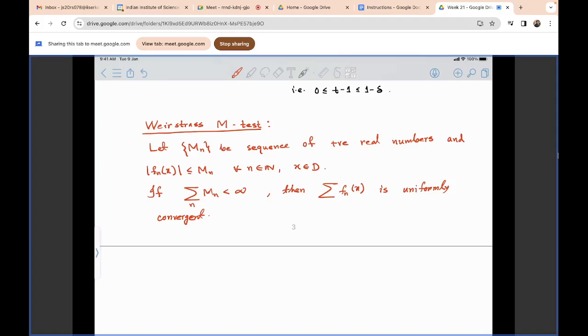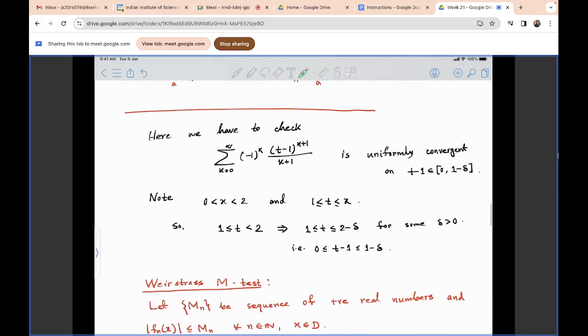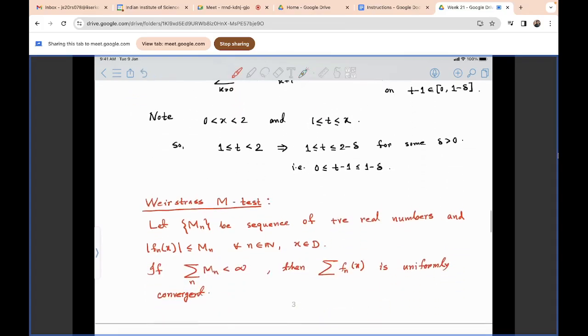It is saying that if each fn is dominated by Mn, where the series of Mn is convergent, then the series of fn is uniformly convergent. So we will use this Weierstrass test to prove that this series is uniformly convergent. For that we need a sequence of positive real numbers, so here we will take the modulus. Let's check.